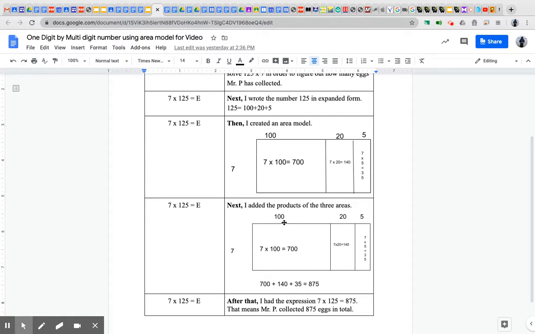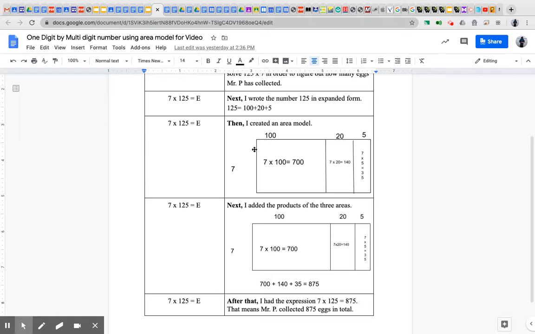Next, I added the products of my three areas, 700 plus 140 plus 35. I added 35 and 140, and I got 175, and added that to 700 for a total of 875. After that, I had the expression 7 times 125 equals 875. That means that Mr. P collected 875 eggs in total.